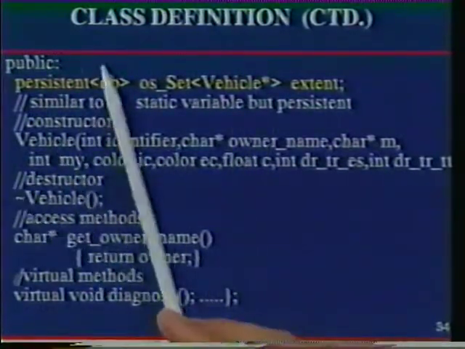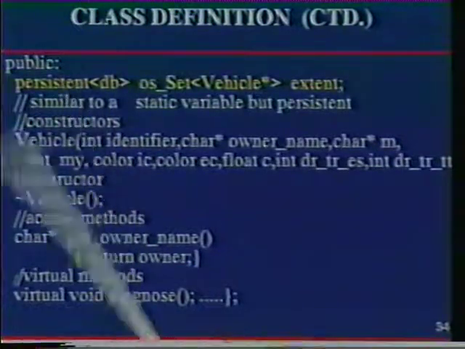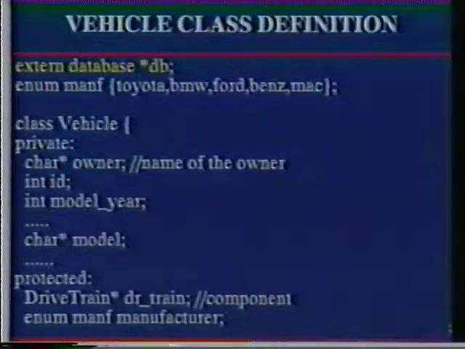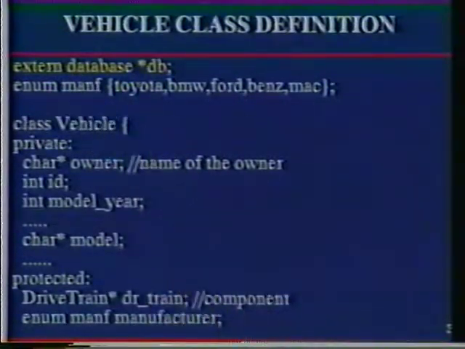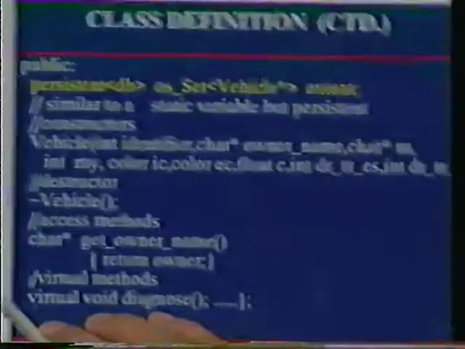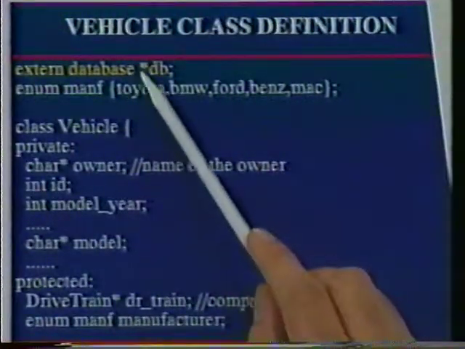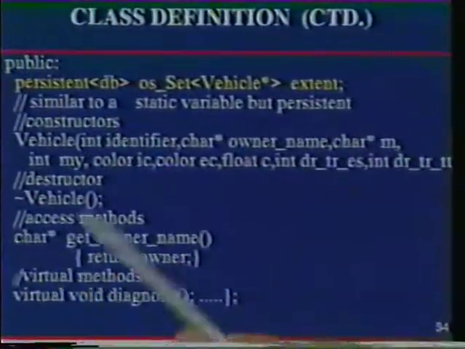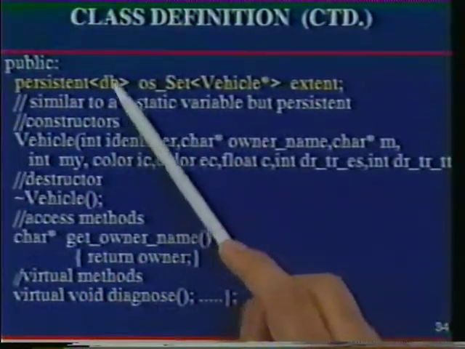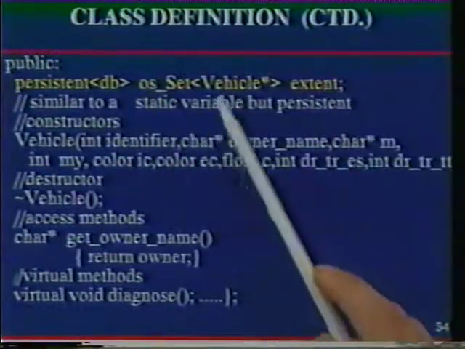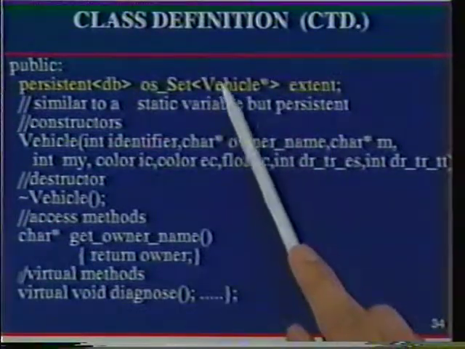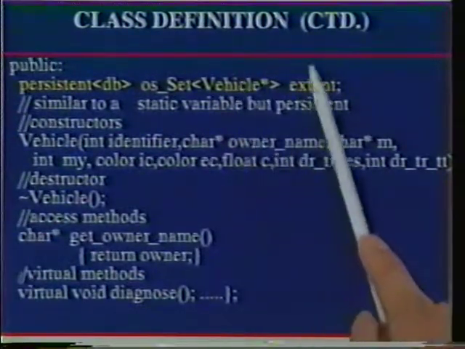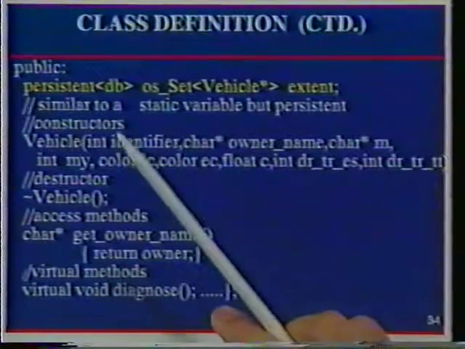Remember the database DB is the persistent database, and if we go back to the previous slide, we have declared DB as a persistent database. So DB here is the pointer to the database. Now we declare OS set as belonging to this database DB, and extent is of that type here, and this is used for putting the objects of the type vehicle into this extent.